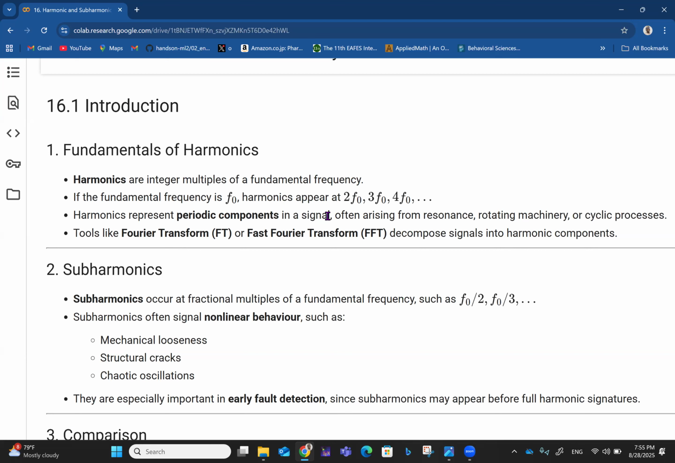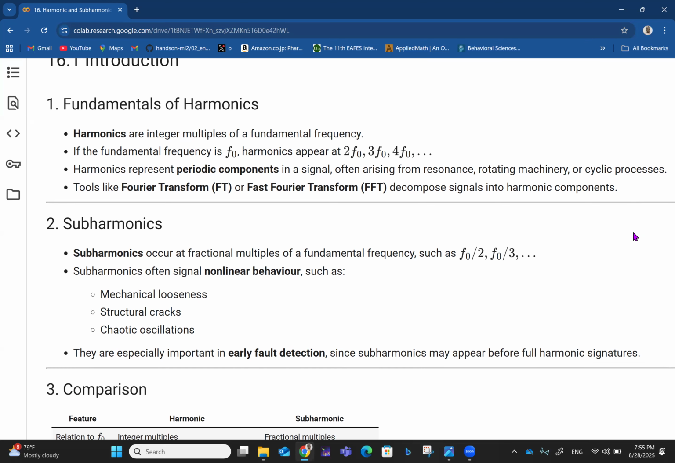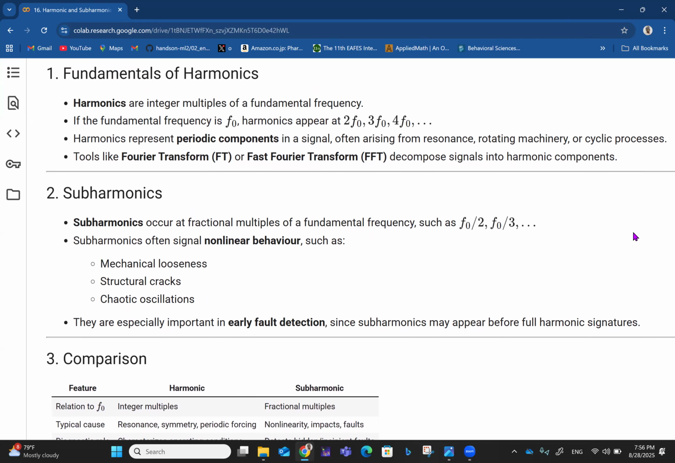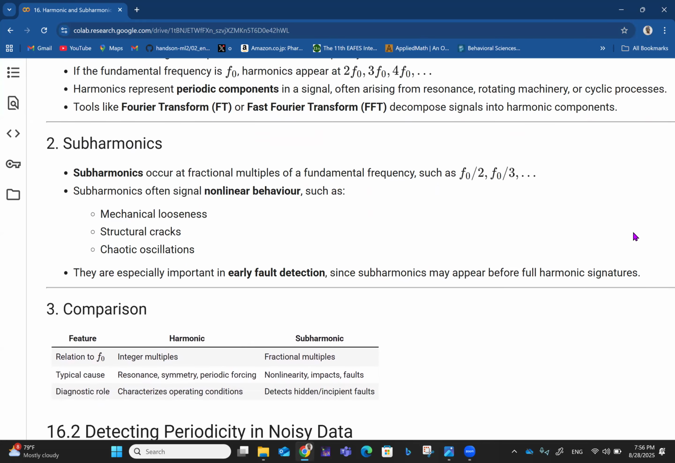Harmonics represent periodic components in a signal, often arising from resonance, rotating machinery, or cyclic processes. So tools like Fourier transform or fast Fourier transform decompose signals into harmonic components. So FT and FFT will help to decompose whatever signal or data set we have into harmonic components, into a fundamental frequency and its multiples, in short.